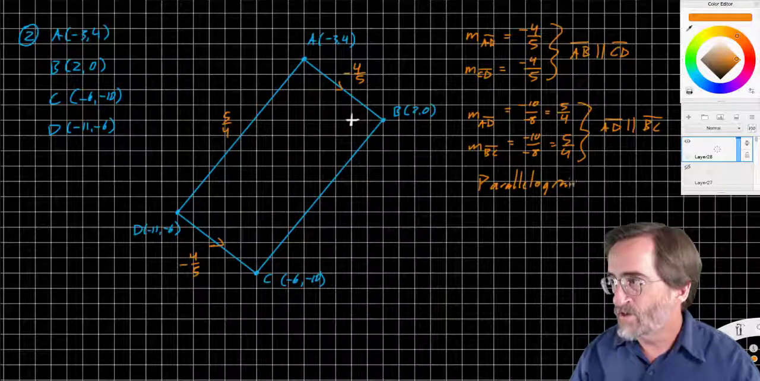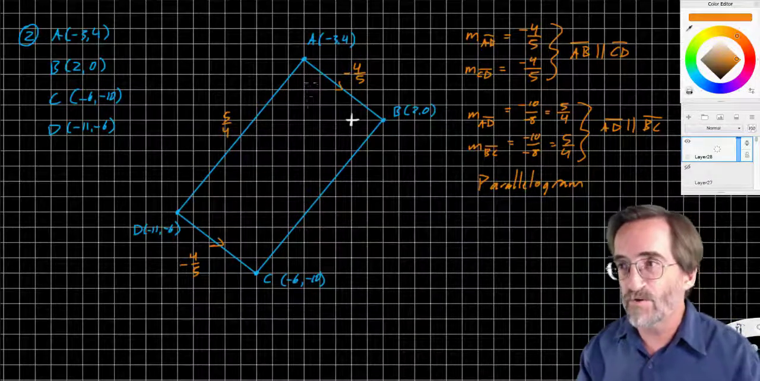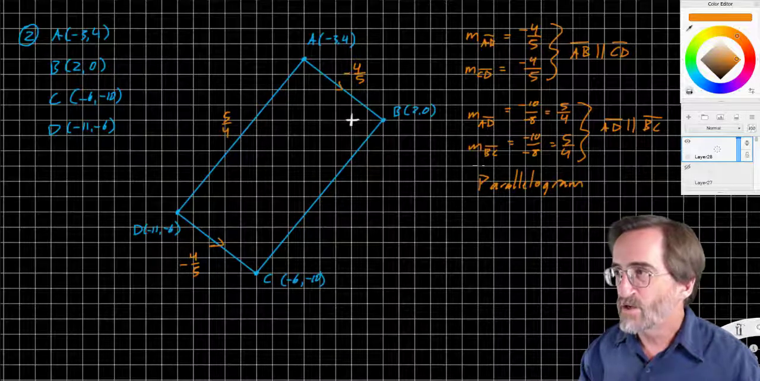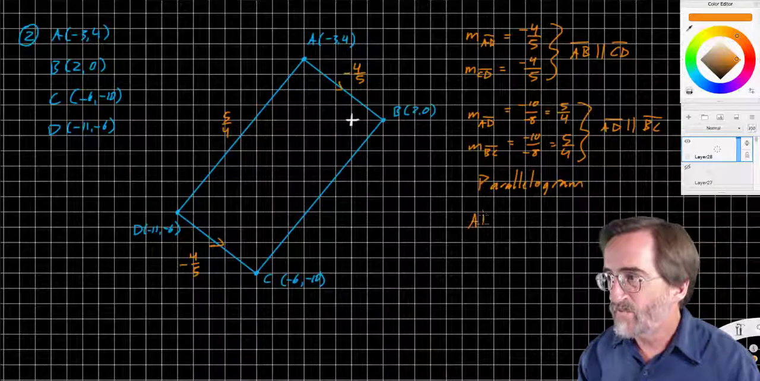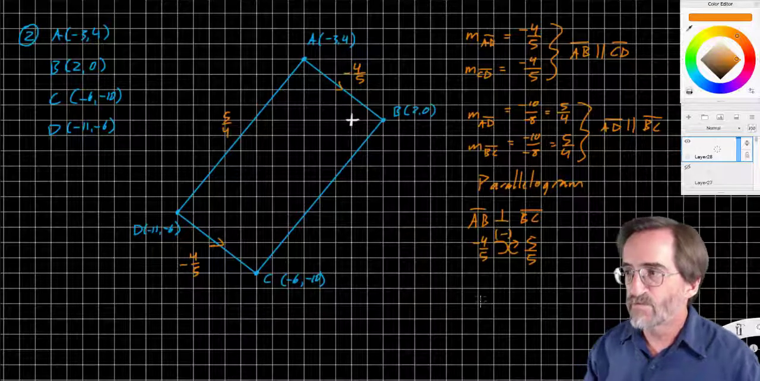By the way, another test for a rectangle is if the diagonals of a parallelogram are congruent. So I could do that. I can find the length of AC and BD. But I'm going to use what I have. If I look at the slopes, AB is perpendicular to BC, because the slope of AB, -4/5, has a negative reciprocal that is the slope of BC, 5/4.